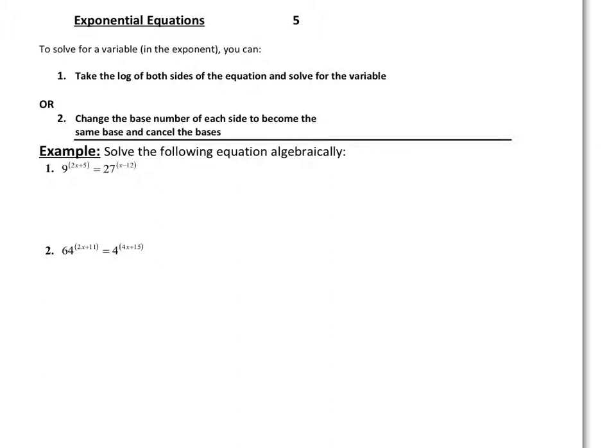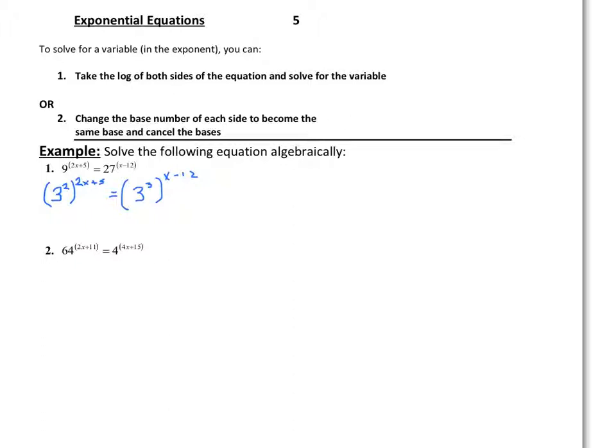So I want to figure out what base number I can figure out 9 to be and 27 to be raised to some power. So 9 is a power of 3. 3 squared. And then I still have 2x plus 5. 27 is also a power of 3. It's 3 to the third. And I still have x minus 12.